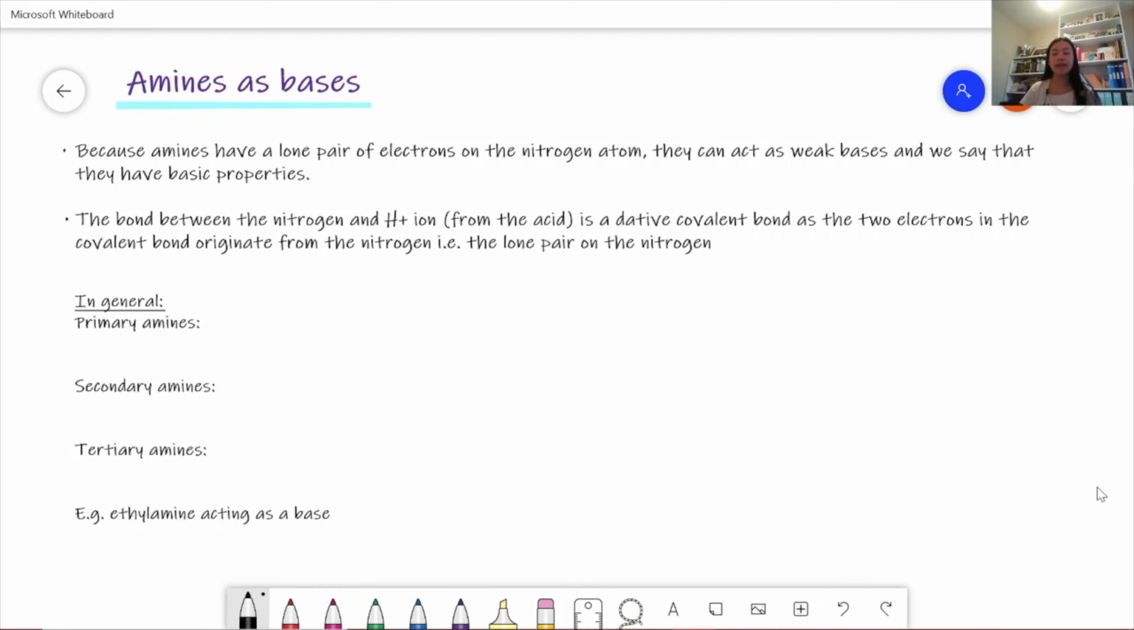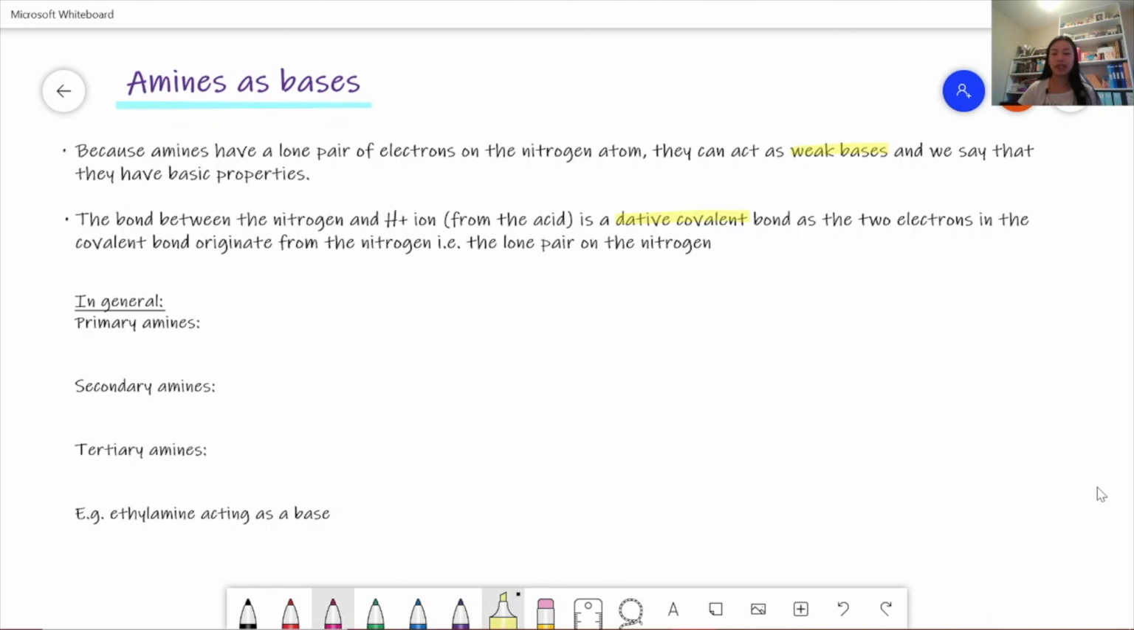Now we're going to talk about amines as bases. Because amines have a lone pair of electrons on the nitrogen atom, they can act as weak bases, and we say that they have basic properties. The bond between the nitrogen and the H plus ion from the acid is a dative covalent bond, as the 2 electrons in the covalent bond both originate from the nitrogen, the lone pair on the nitrogen.